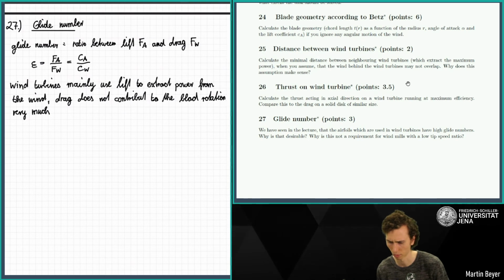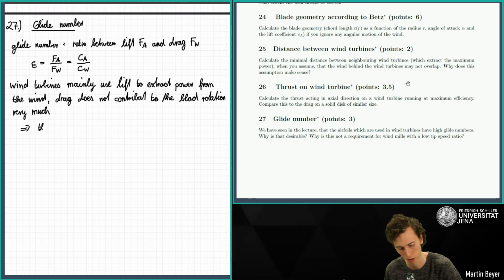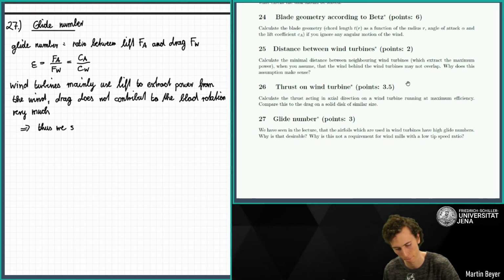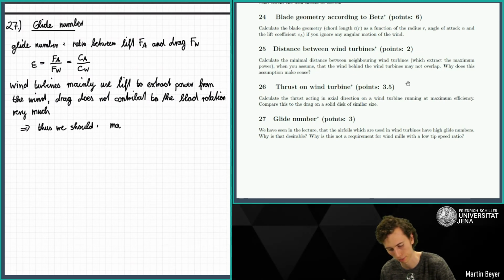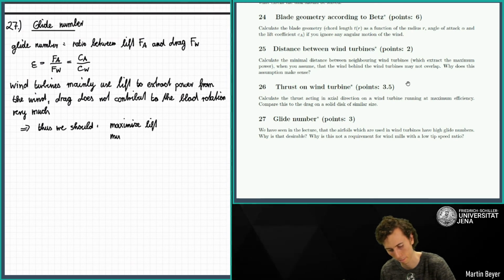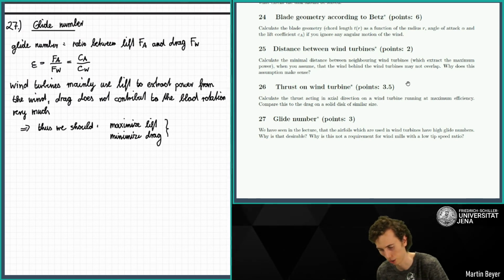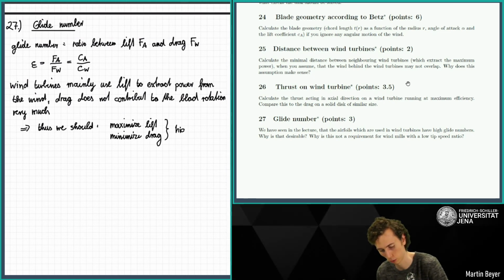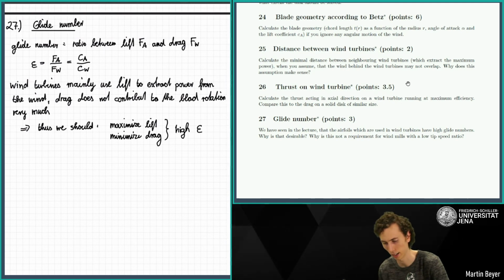Okay, so let's make a conclusion here. Thus we should, as I already explained, maximize lift and also minimize drag, because drag also causes a lot of stress onto our engine. So both factors contribute to a high glide number epsilon.